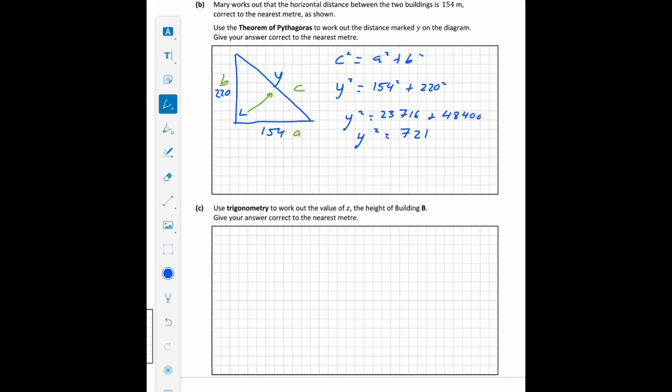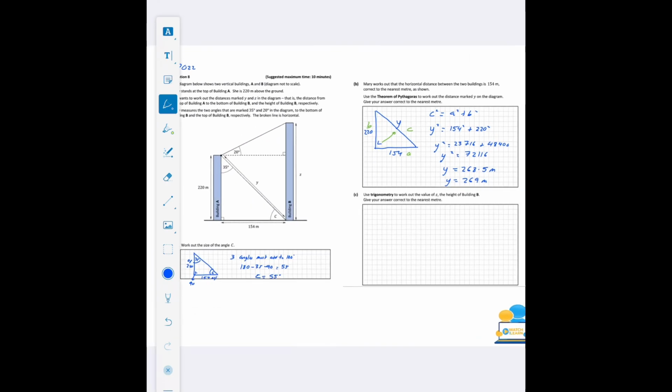So I get out 72,116. Now, I have Y squared, I don't want Y squared, I just want Y, so Y is equal to the square root of 72116. So we want it to the nearest meter, so I'm getting out 268.5 meters. Okay, to the nearest meter, this is a 5, so we're going to round up, so Y is equal to 269 meters. Okay, so a really nice question there, they even told us what to use.